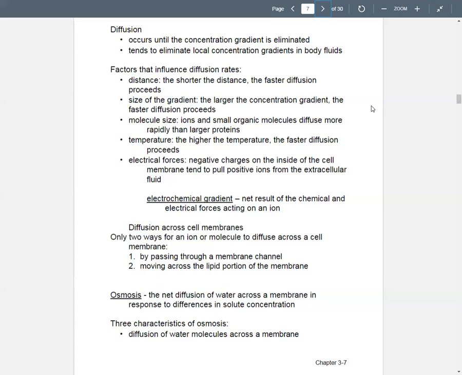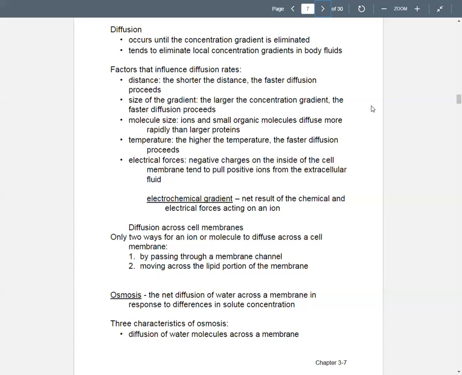So with distance, the shorter the distance the molecules have to travel, the faster your diffusion is going to happen. Like if I have to walk from one side of the room to the other, it's going to take me less time to walk halfway than the whole way, right? Same concept. Size of the gradient: if you have a larger concentration gradient, you're going to have faster diffusion, because the difference is so high, it essentially creates more sense of urgency to move.